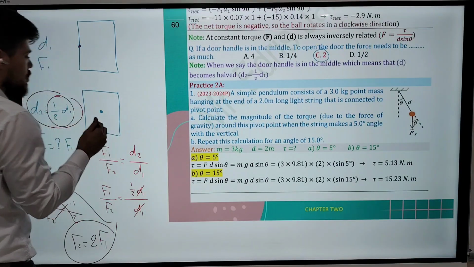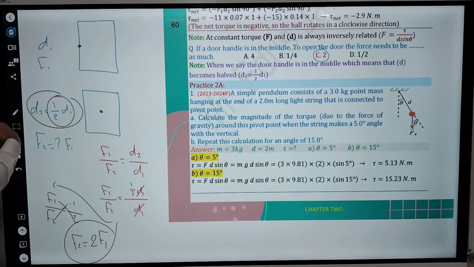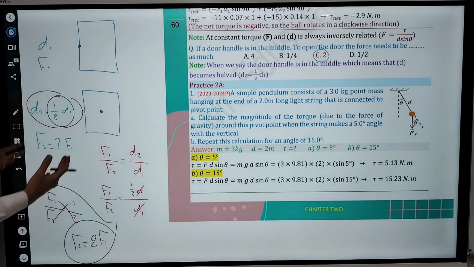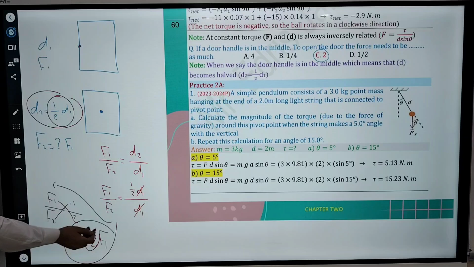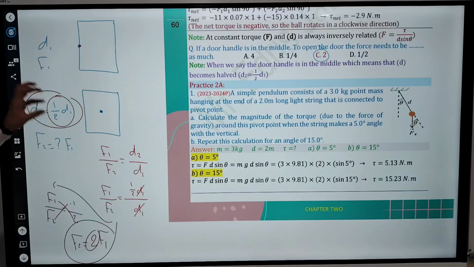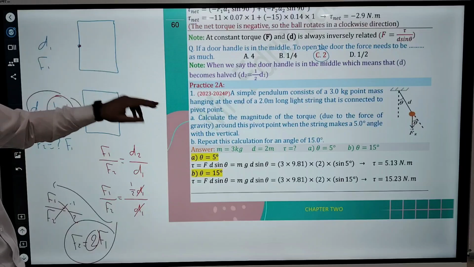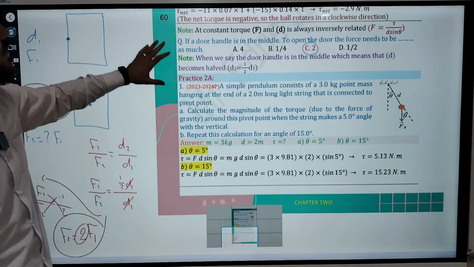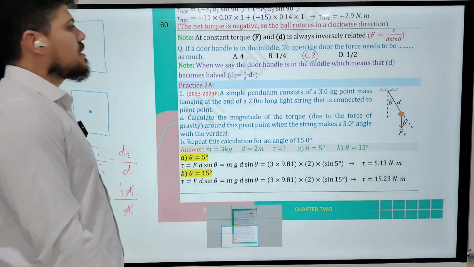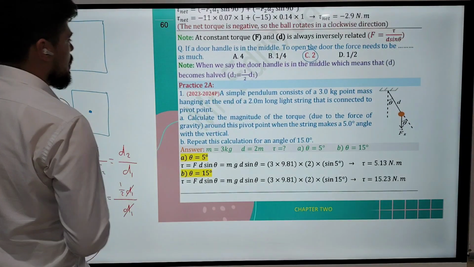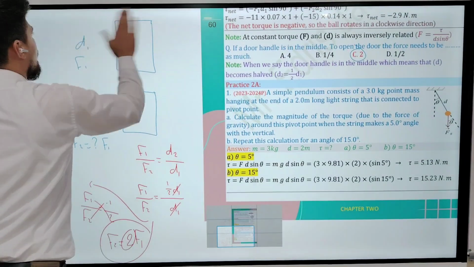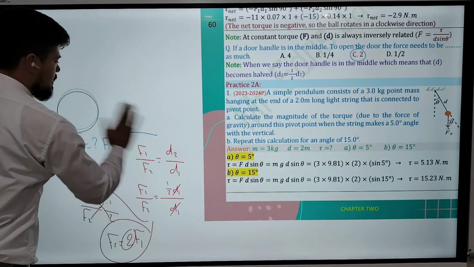it means that we decrease the distance by factor of half. But by which factor does the force change? By factor of 2. So the force must increase by factor of 2. Okay? So vice versa is true, be careful. When we say the door handle is in the middle, it means that D becomes half. Okay? D2 is equal to half of D1. Okay, guys.